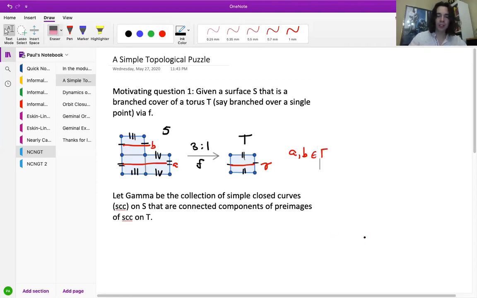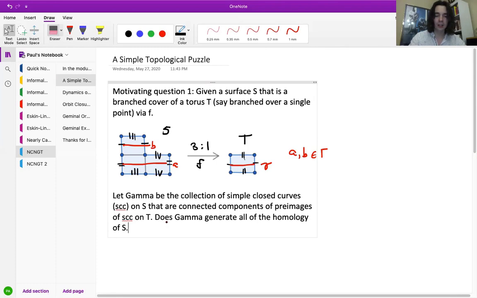And then the question is the following. Does gamma generate all of the homology of S? So in this example that I've drawn here, the answer to that question is yes, but the question is, in general, if we have a branch cover of a torus, is it the case that the collection gamma that I've described here generates all of first homology? So let's also be careful and say first homology.